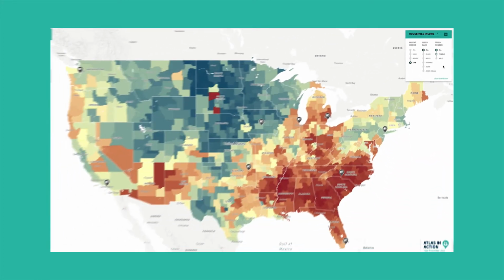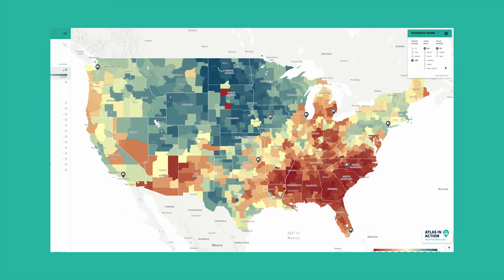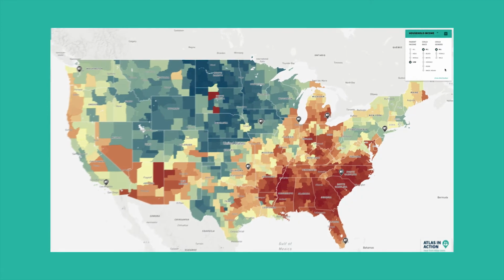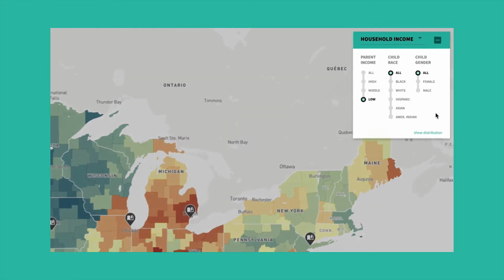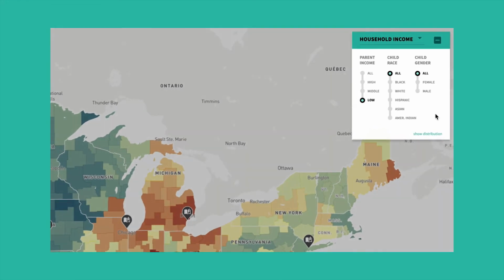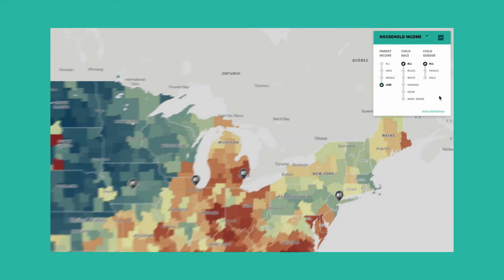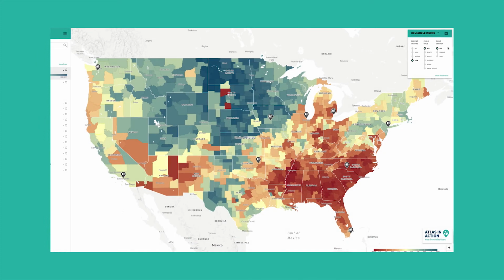Okay, pop quiz. Based upon what you know of the data in the Atlas and the characteristics that are currently selected, which group of children are we looking at right now? Okay, well, we're looking at adult outcomes of children who grew up in the 1980s and 90s. And based upon what we've selected here, their parents' income was low, and they could be any race and any gender. Perfect. Now, let's observe their outcomes as adults.